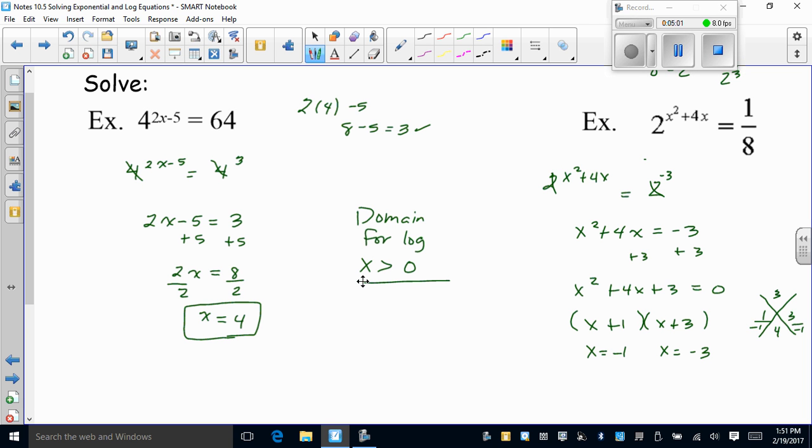We've got to check, make sure the answers work. So negative 1 squared plus 4 times negative 1 gives us 1 minus 4, which is negative 3. Remember, that's the one we're looking for, the exponent of negative 3. Now when I put negative 3 in, I get negative 3 squared plus 4 times negative 3, or 9 minus 12, which is negative 3. So they both work. Either answer will work for us.